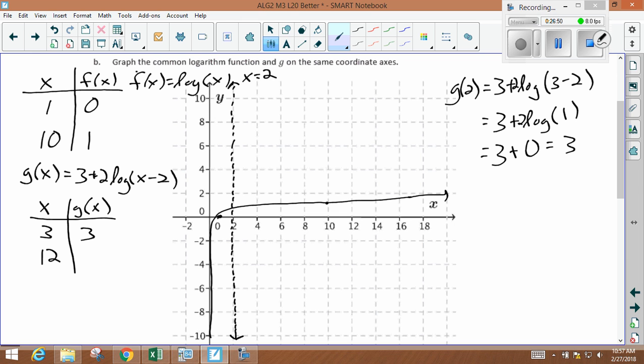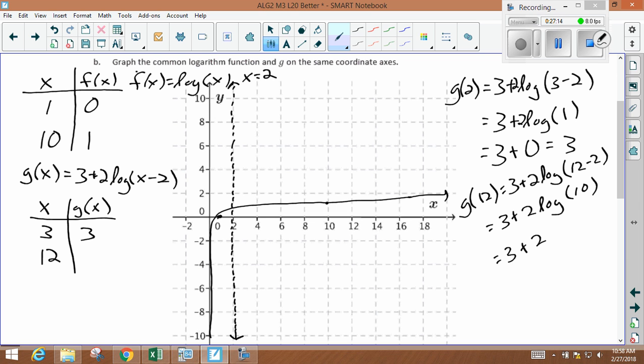Let's go ahead and plug it in. Let's go g of 12 in here. So that's going to be 3 plus 2 times log of 12 minus 2, which is going to be 3 plus 2 times log of 10. What is log of 10? Log base 10 of 10 is 1, right? So we get 5. So if I plug 12 in, it outputs a 5.